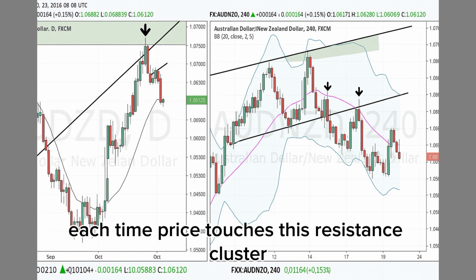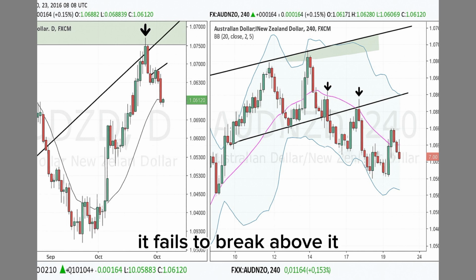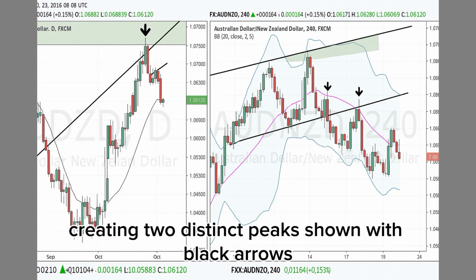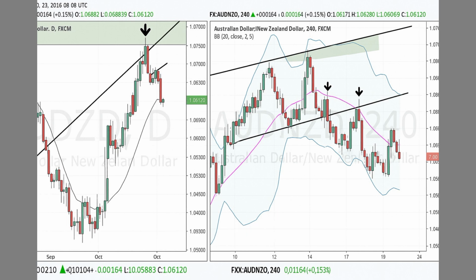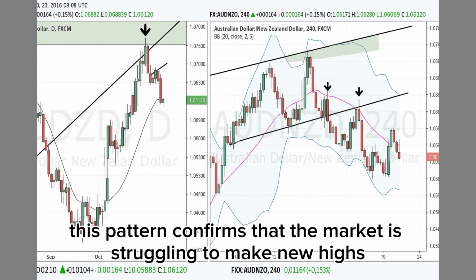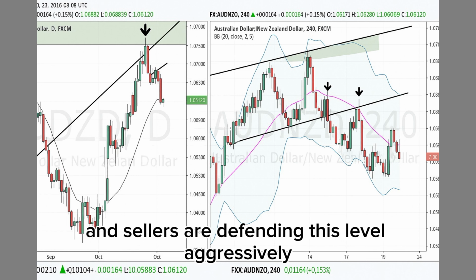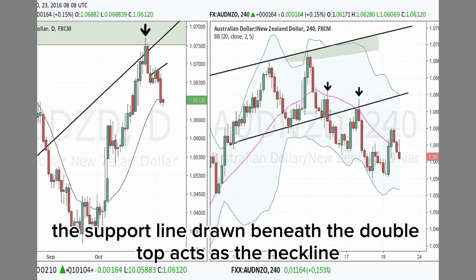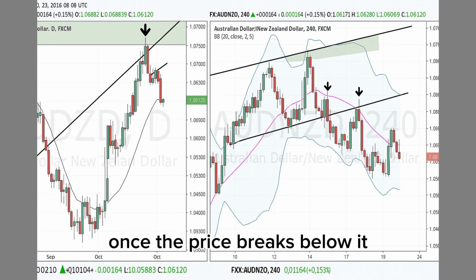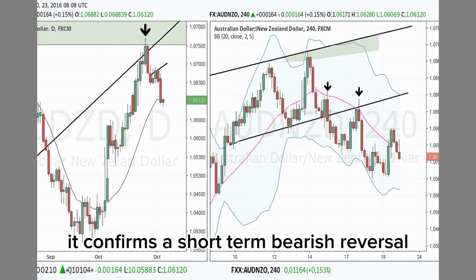Each time price touches this resistance cluster, it fails to break above it, creating two distinct peaks shown with black arrows. This pattern confirms that the market is struggling to make new highs, and sellers are defending this level aggressively. The support line drawn beneath the double-top acts as the neckline. Once the price breaks below it, it confirms a short-term bearish reversal.